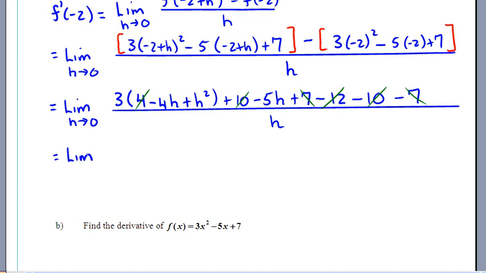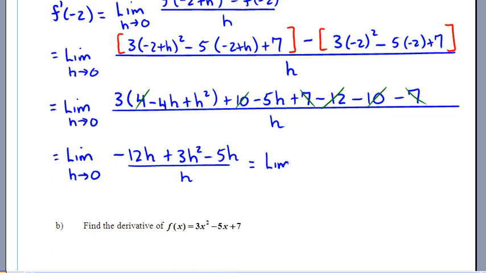So I'm going to have a limit as h goes to 0. Let's see what we're left with. There's going to be a minus 12h plus a 3h squared and minus a 5h. And all of that is sitting on top of an h. Okay, well, let's repackage this a little bit. We're going to have a limit as h heads to 0. Okay, I'm going to factor an h out.